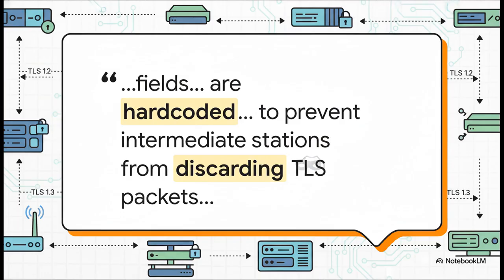It says, certain parts of the handshake are intentionally hard-coded with old values, like that TLS 1.2 version number we saw. And why? To stop older network equipment from getting confused and just chucking the packets in the trash. It's a trick, a clever trick, designed to fool what the spec calls intermediate stations.